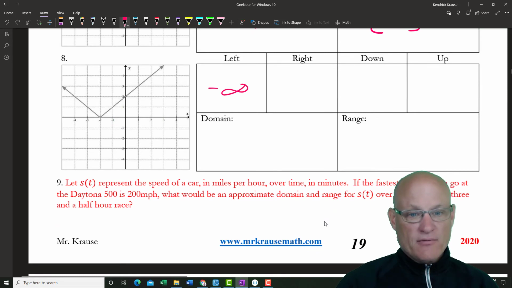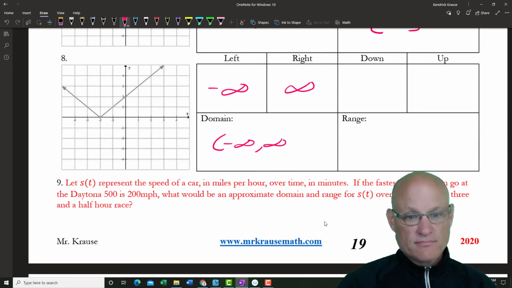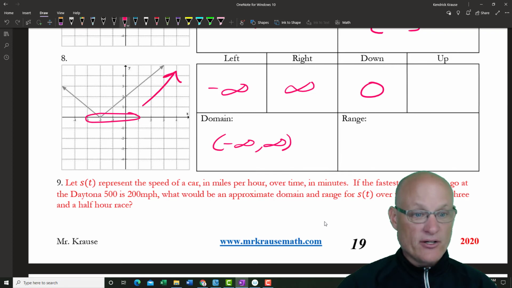Forever and ever left, forever and ever right. Lowest y value is 0. Highest y value goes forever and ever up, so 0, infinity.